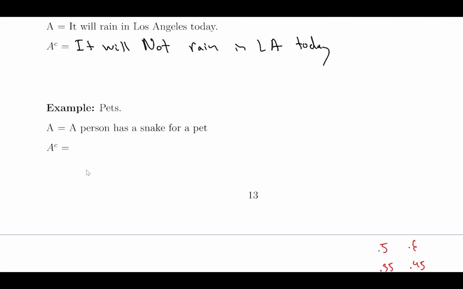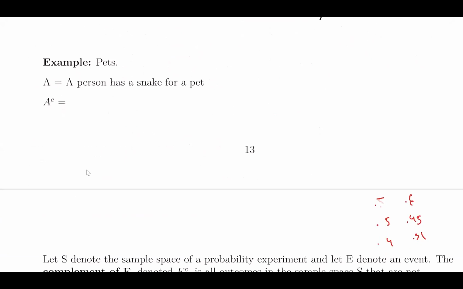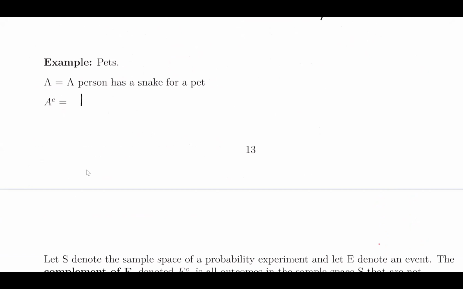So I think this is the last one. This one says a person has a snake for a pet. What will be the complement for that? So we'll say a person does not have a snake for a pet.